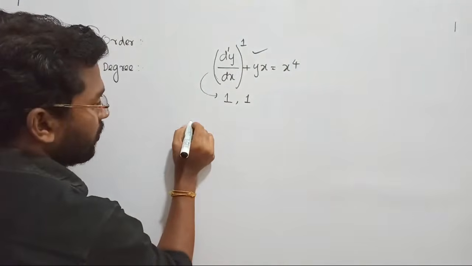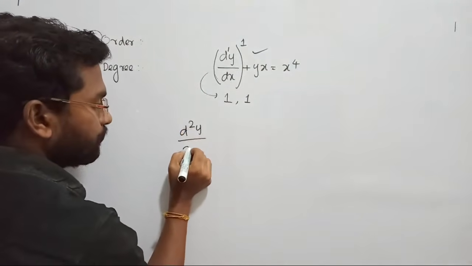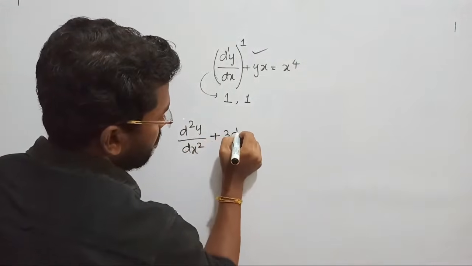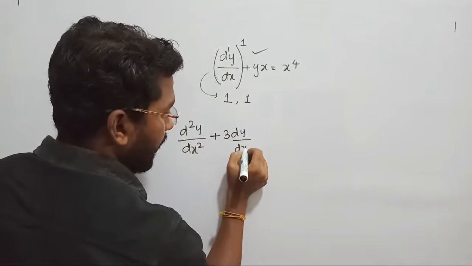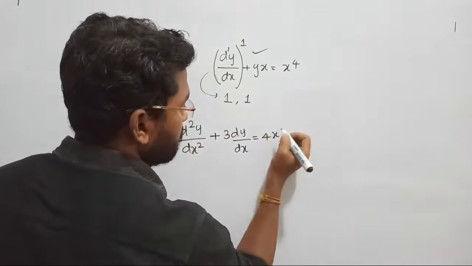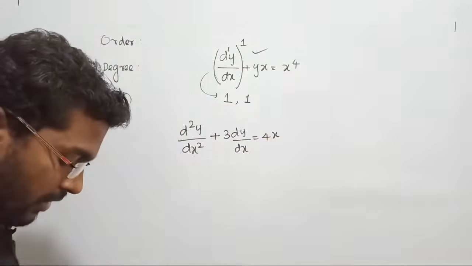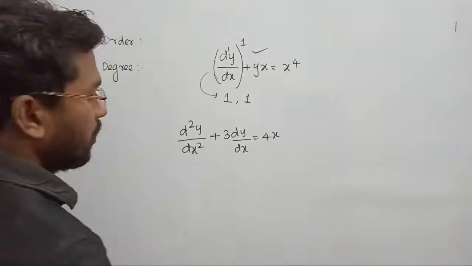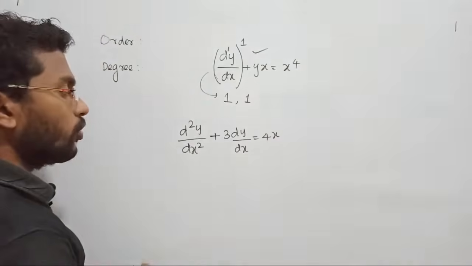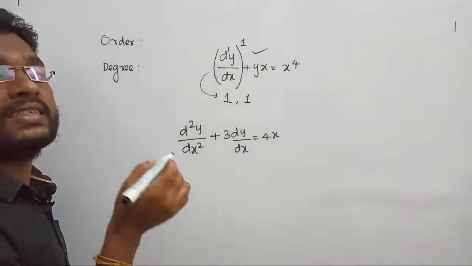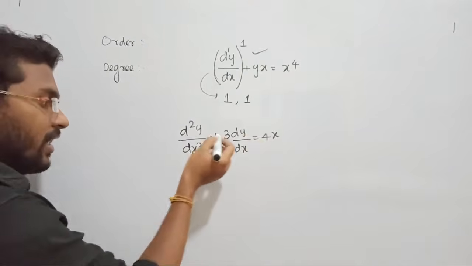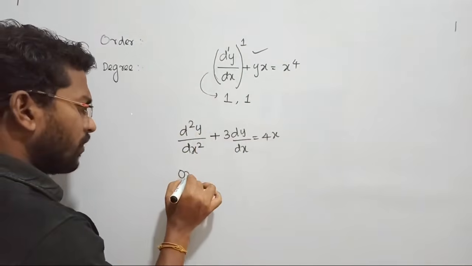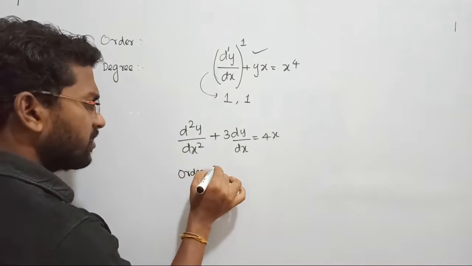For an example, another one is given as d square y upon dx square plus 3 times of dy upon dx is equal to 4 times of x. Some equation had been given like this, right? So in this case, if you want to know the degree and the order of the differential equation, once again I had told you, order is known as highest derivative of the differential equation. Which is the highest derivative here? Obviously d square y by dx square. So order of the differential equation can simply be written as 2.